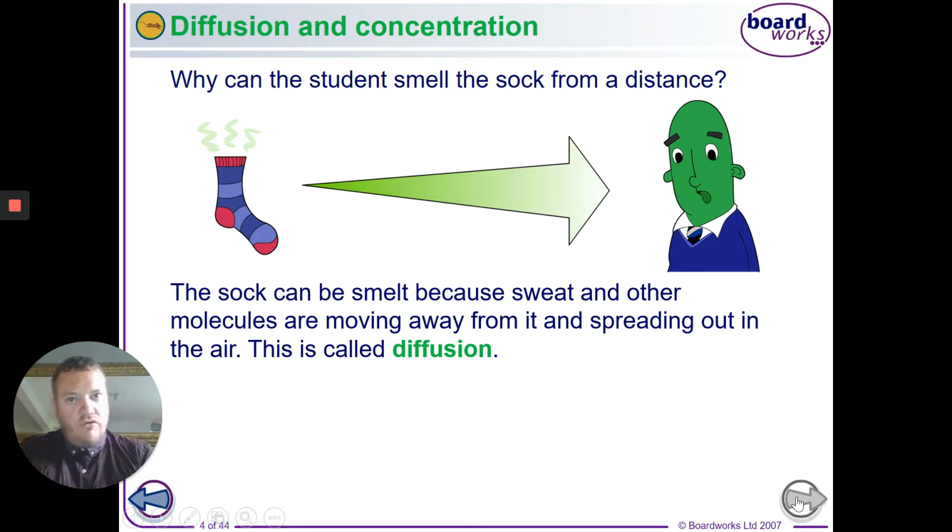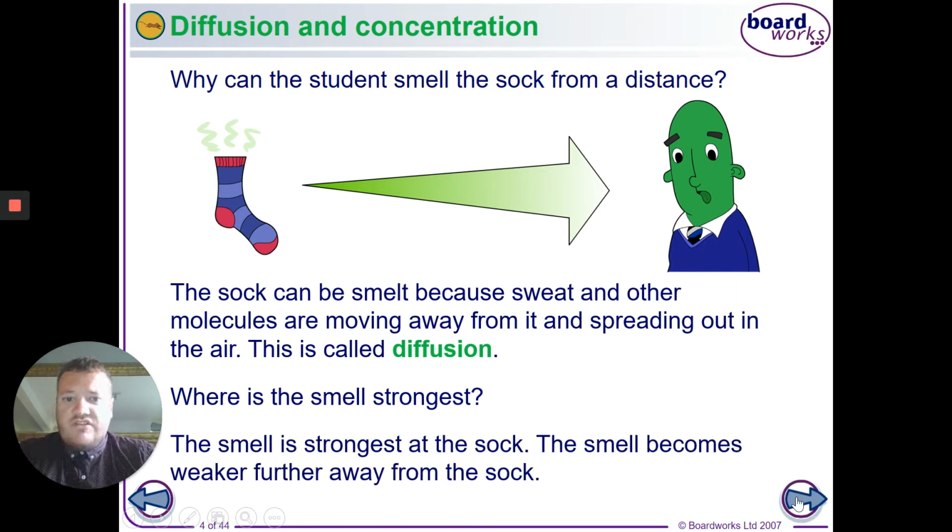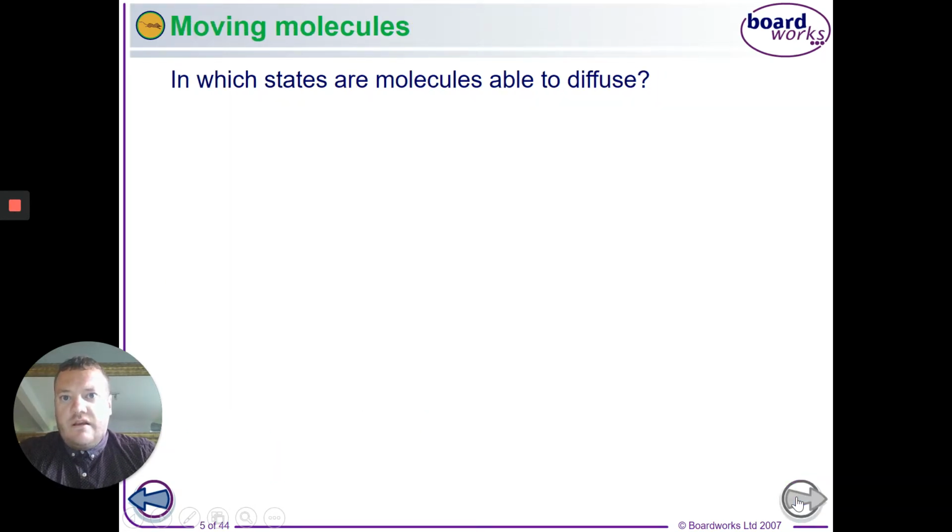It happens all around us, all the time. But in that picture, where would the smell be the strongest? Well, the smell would be the strongest nearer the sock. The closer you get to the sock, the stronger the smell would be, simply because the smell has spread out the least there. It's more together, more concentrated in the area nearer the sock, and therefore the smell will be stronger. So the smell's strongest at the sock, and becomes weaker the further away you go. So that's diffusion. It's simply the spreading out of molecules.